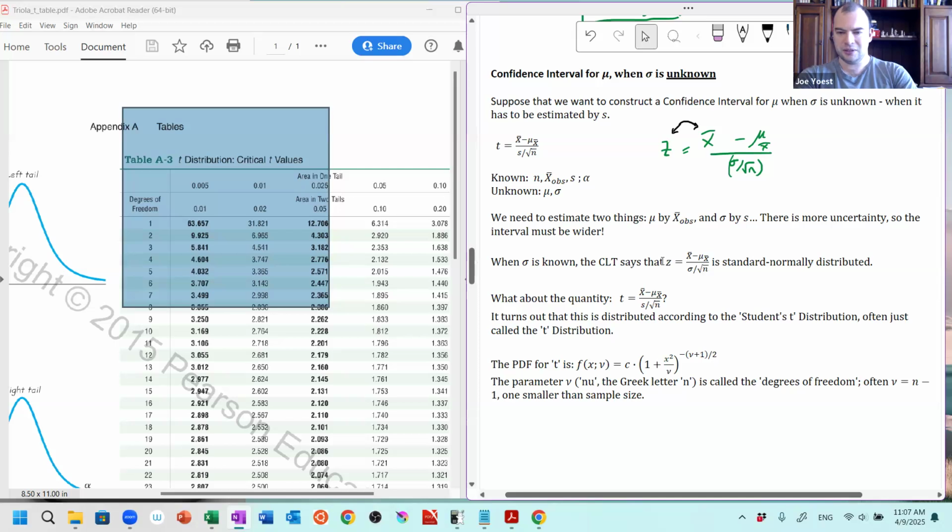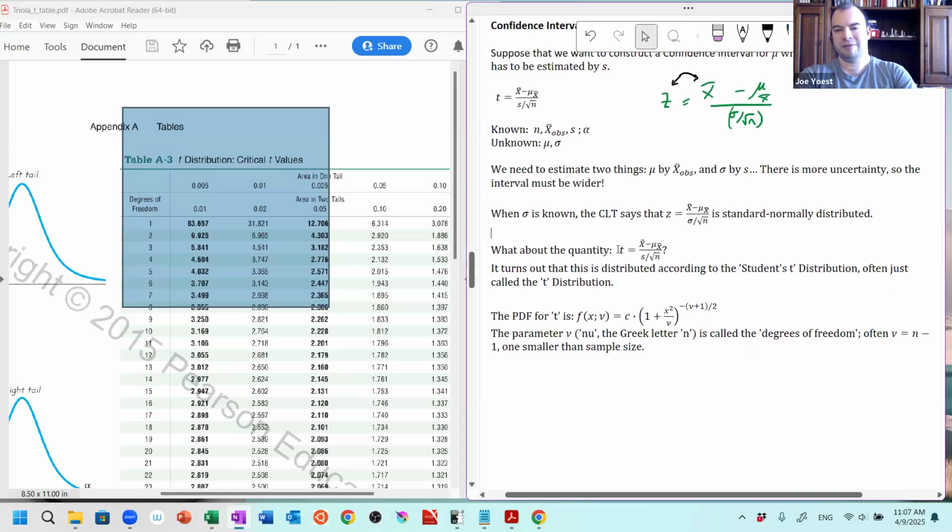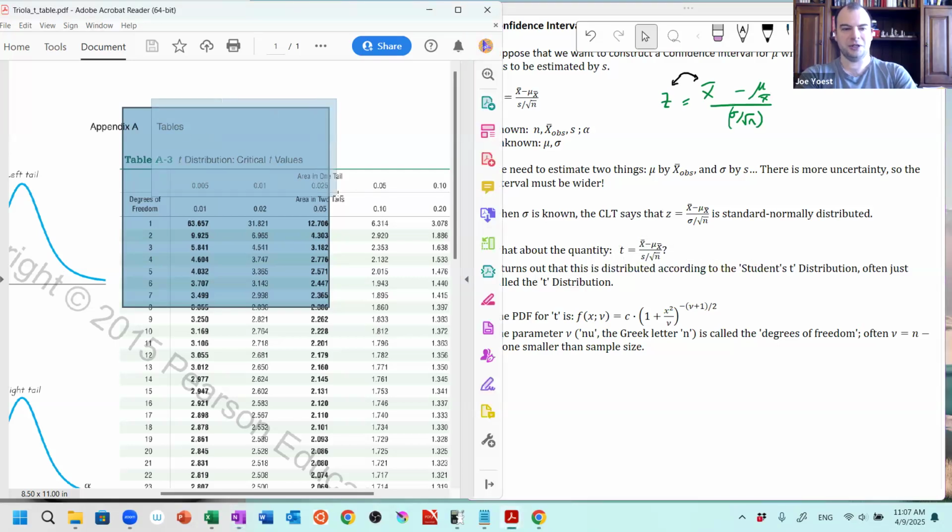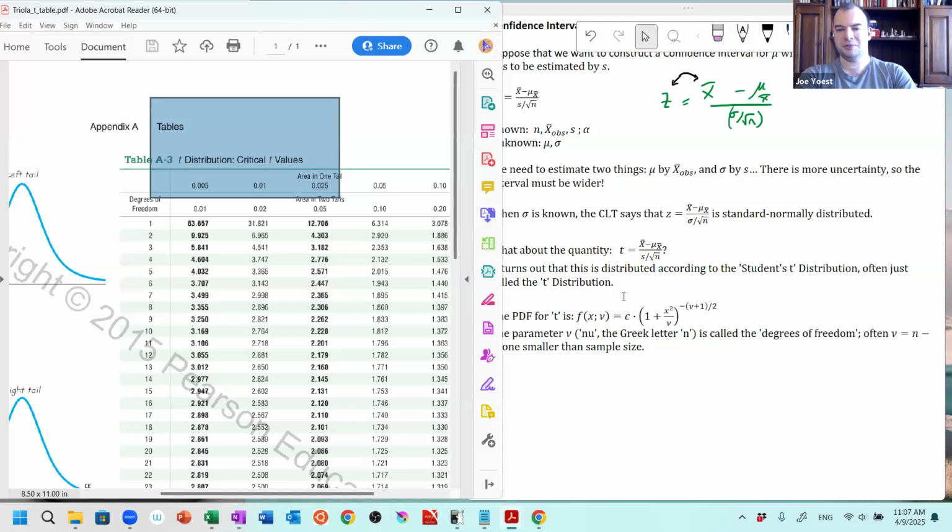So again, when sigma is known, the central limit theorem says that this thing, (x bar minus mu) over (sigma over root n), is standard normal. But what about this quantity, (x bar minus mu) over (s over root n)? Well, it turns out that this is distributed according to a distribution called the student's t distribution. That's the name of the distribution, just like the z distribution was the standard normal distribution. And usually this is just called the t distribution. So you see, like over here, it's just called t distribution, critical t values.